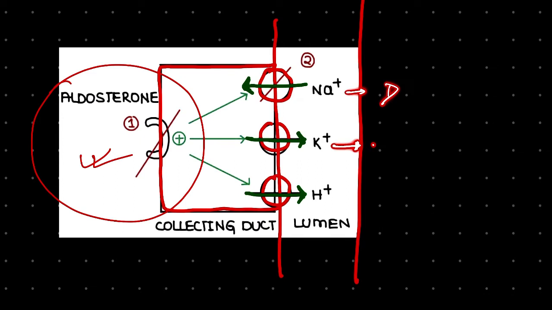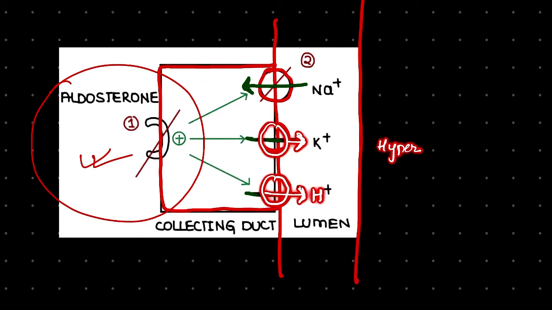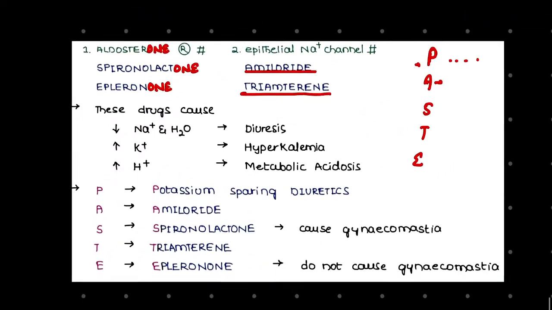There will be no excretion of potassium, so the potassium level will be increased in blood, and that will result in hyperkalemia. Similarly, there will be no excretion of our hydrogen ion, so it will cause an increase in hydrogen ion concentration in blood, and that will cause acidosis. So the things that will happen are diuresis, hyperkalemia, and acidosis.